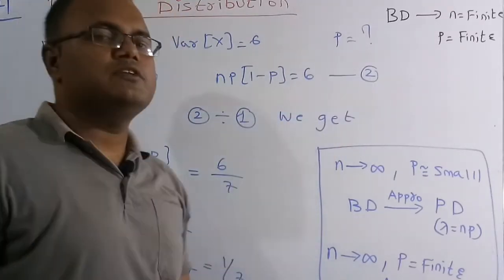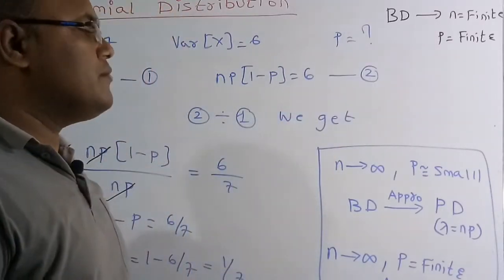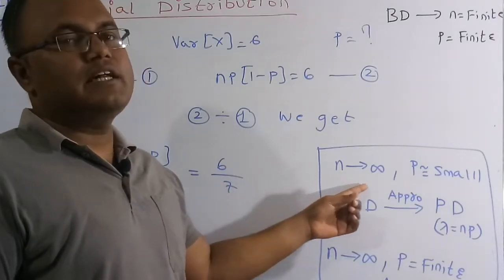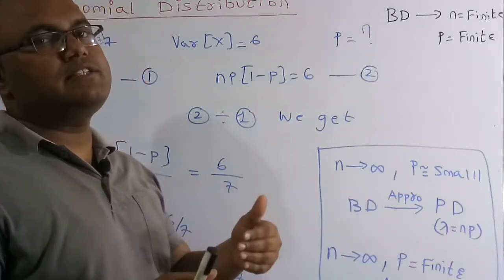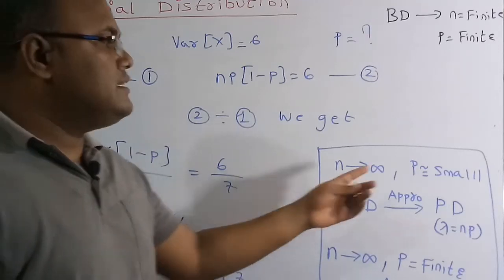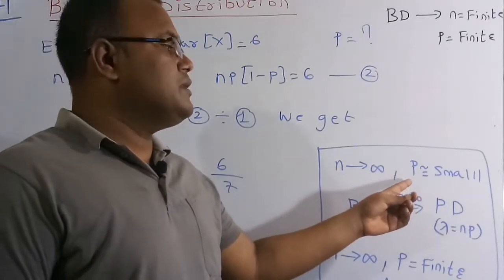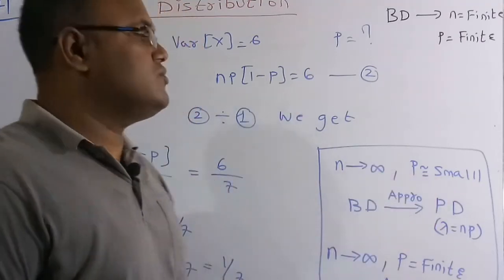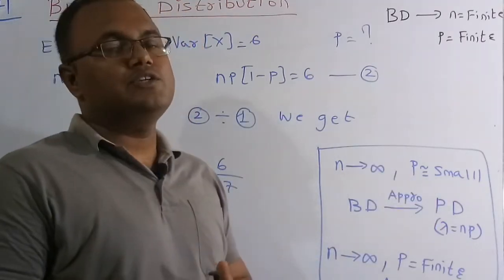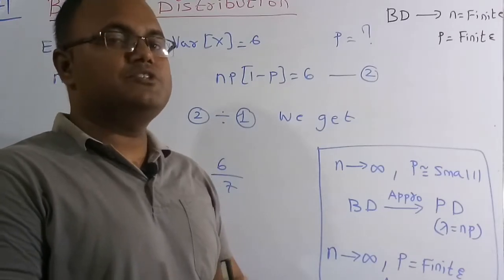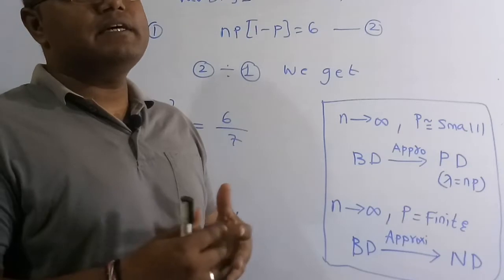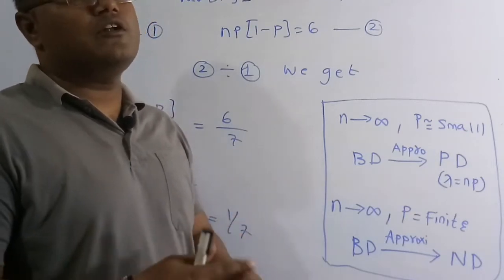Let me give you some more important details regarding the binomial distribution. Suppose in a question the number of trials is infinite, and the question gives that the probability of the success of the event is a very small value. Then you can't solve that question with the help of the binomial distribution, because it will give you a very complex result. It will take a lot of time to solve that question.